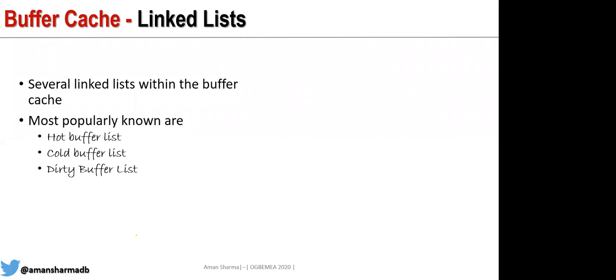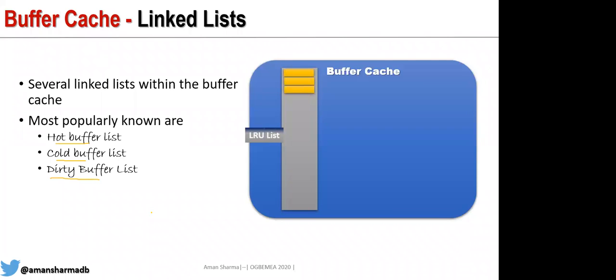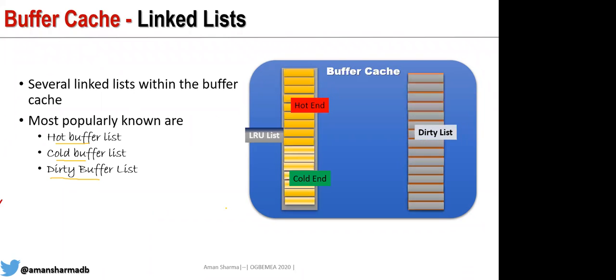So now, in terms of the buffer cache, one of the topics which actually does come very often is the linked list discussion, that we have a hot buffer list, we have a cold buffer list, we have a dirty list. And it is actually maintained that we have a linked list, which basically has a hot end and a cold end. We have a linked list, which is actually having the dirty buffers. And this is how it is actually represented in most of the classrooms or in terms of the discussions. It's very easy to understand, but it's not really correct.